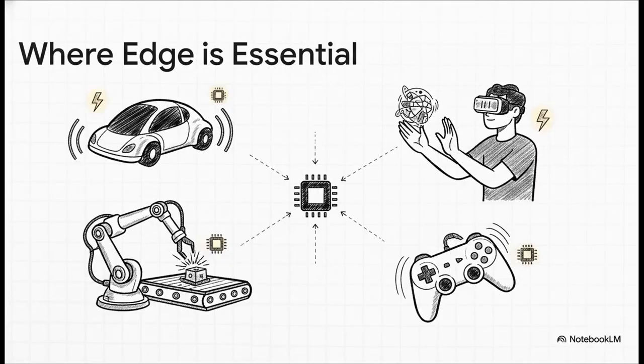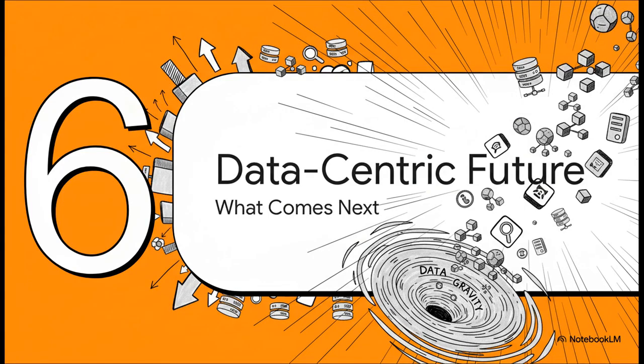And this is not some abstract theory. This is the tech that's making our future possible. Autonomous vehicles absolutely cannot wait for data to travel to the cloud and back to decide whether to hit the brakes. Industrial robots need responses in sub-milliseconds. Real-time gaming, augmented reality, none of this stuff works without processing data at the edge, defeating that latency that data gravity tries to impose.